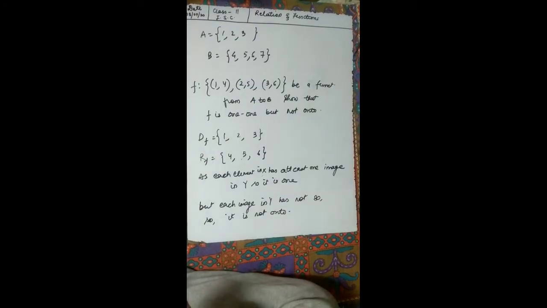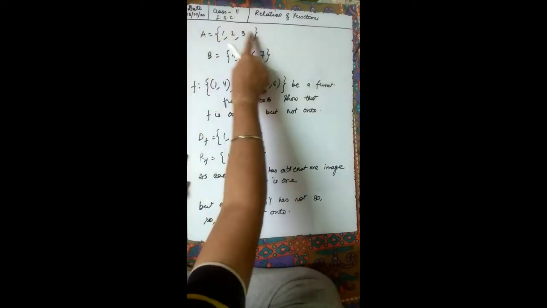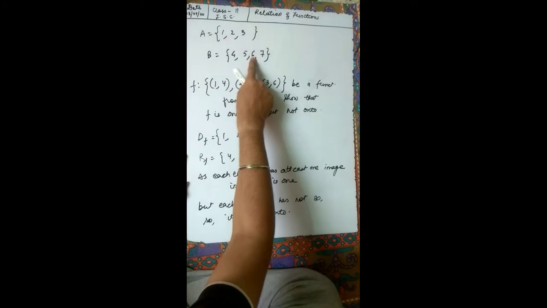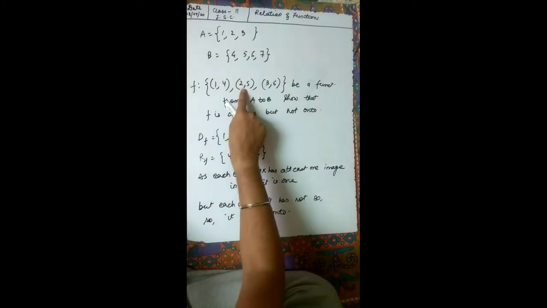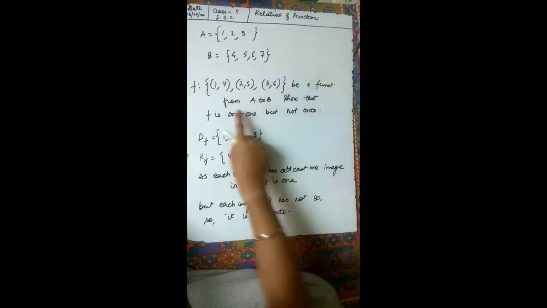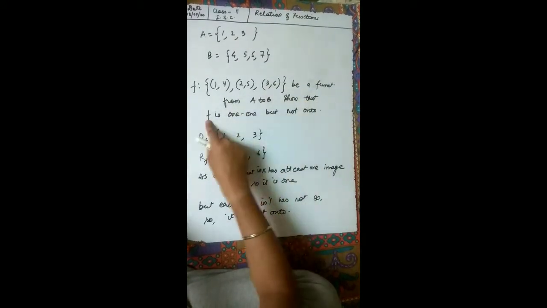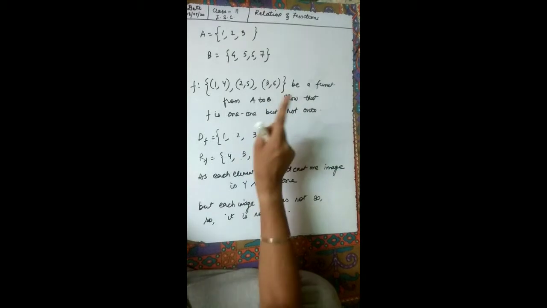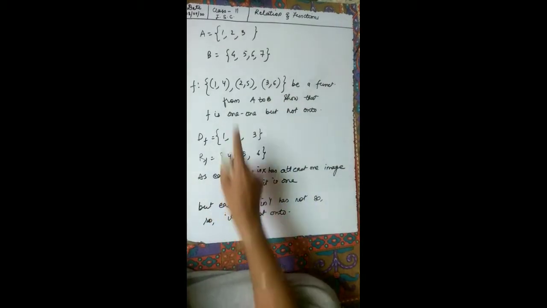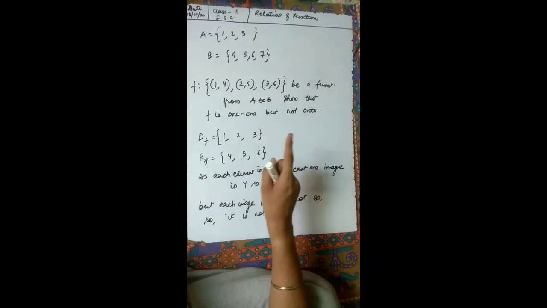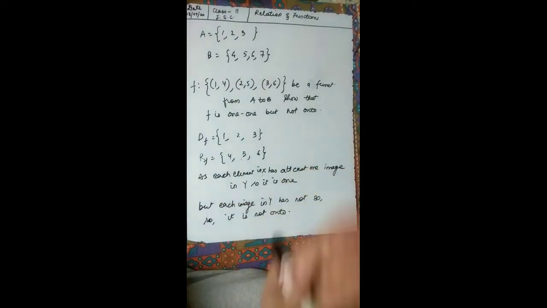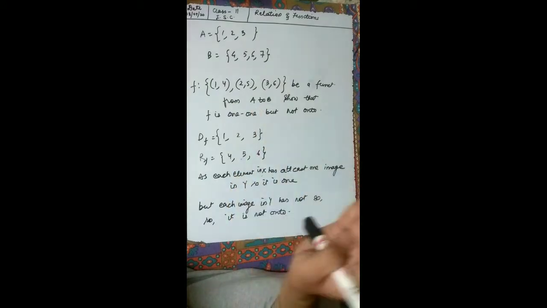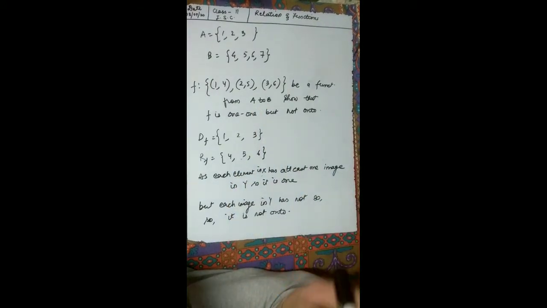Say for example, we have this question where A is equal to {1, 2, 3} and B is equal to {4, 5, 6, 7}, and your function is defined as {(1,4), (2,5), (3,6)} from A to B. Show that f is 1-1 but not onto. We have to show that this is a 1-1 function but not an onto function. So one thing should be clear in your mind, that each element in x must have at least one image in y.